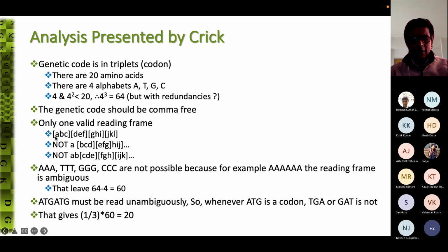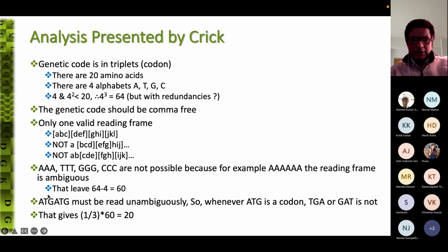That means if you start from one point on the sequence, then you could group it in one way. If you started with A, for example, or you could group it in another way if you started with B, or group it in another way if you started with C. But only one of them would be true. Not all of them would be true at the same time, which was correct. But he made an incorrect conjecture here, where he said that these repetitions would not be allowed, because the reading frame could not be defined in this case. So that was not correct.